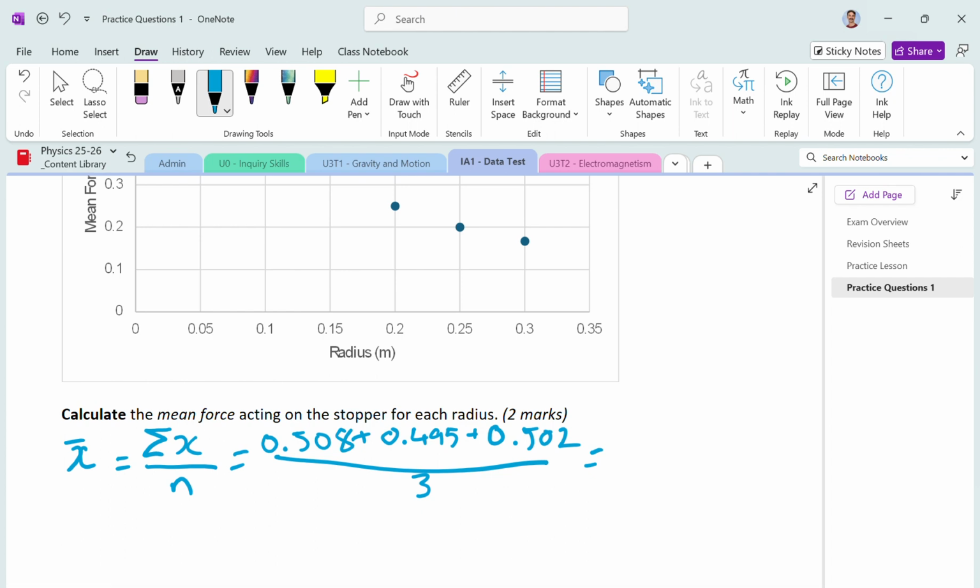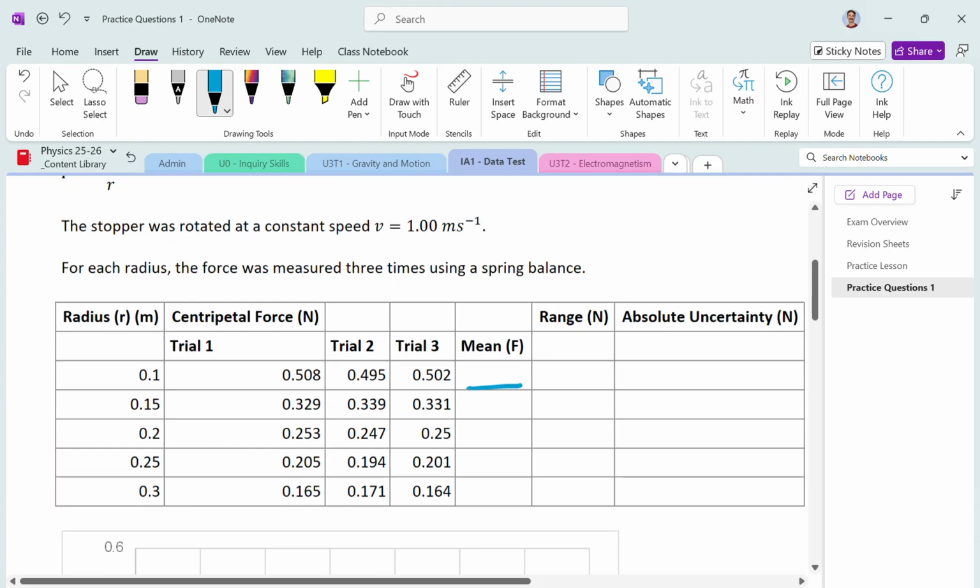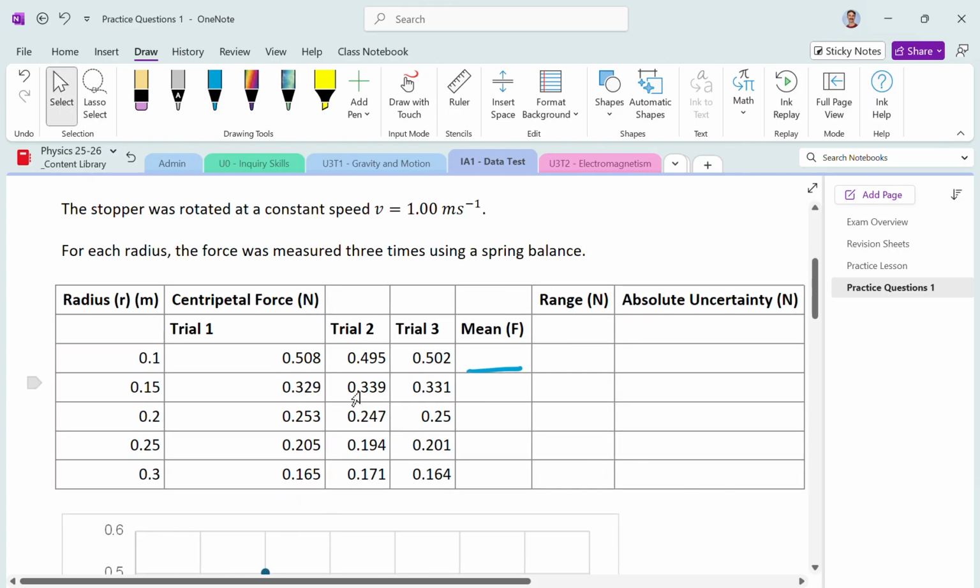I will calculate that now. You're welcome to skip ahead as you wish. 0.508 plus 0.495 plus 0.502 divided by 3 is 0.502. I'm going to round that up. Cool. So it's good practice for you to go through and do that for each of these.